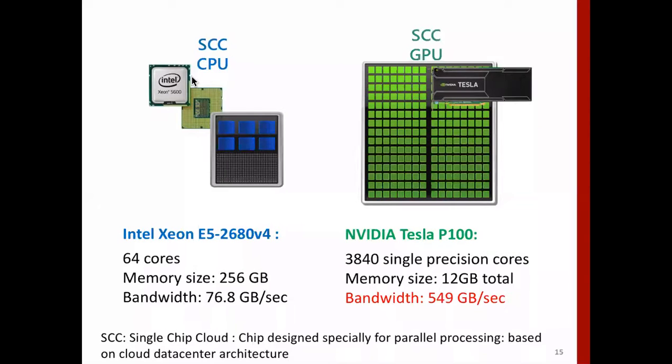This is the Intel Xeon E5 2680 V4 processor. It has 64 cores. I mean, this is quite a large number of cores. Normally, most of the processors that we see in general laptops have maybe 8 cores or 16 cores at max. And even this recent processor that we are studying has 10 cores. Okay, and the memory size is 256 GB, and bandwidth here is 76.8 GB per second.